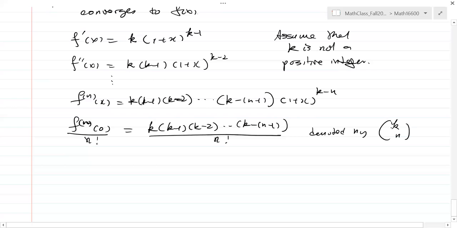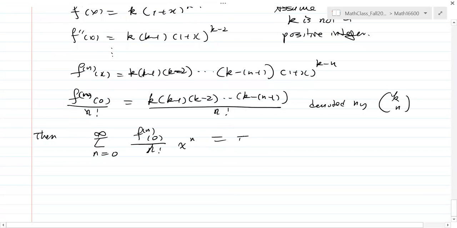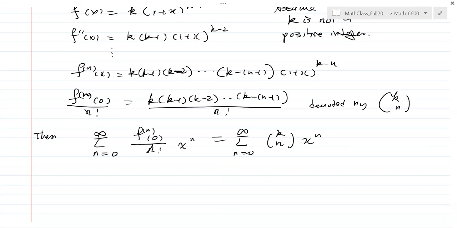Then this number, you know, right? Then the Taylor series is going to be N factorial. So this is going to be just Kn x to the n, where Kn is given by the formula. So you get this Taylor series.